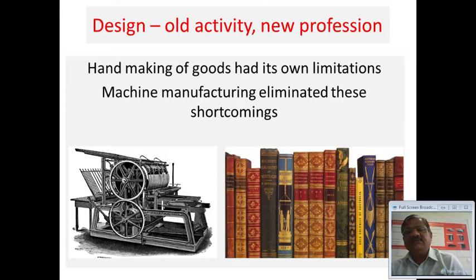Now, why are we talking of all these things? Because they have a direct relevance on how design developed as a new profession. Let us see how it happened. As we have seen, machines brought lot of advantages to the production of goods. Mass manufacturing became possible because of machines. The handmaking goods had their own limitations in terms of finish, in terms of its price, in terms of the numbers which can be manufactured, and machines eliminated these shortcomings. One of the classic examples is the printing machine, which made possible publication of books in terms of lakhs or millions of copies, which was not possible before.